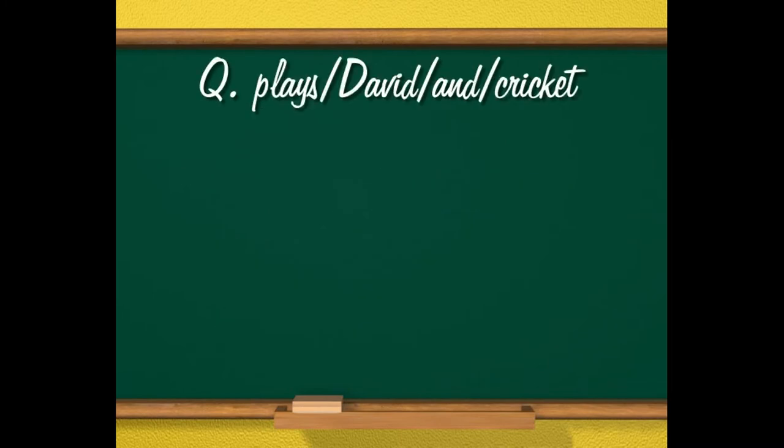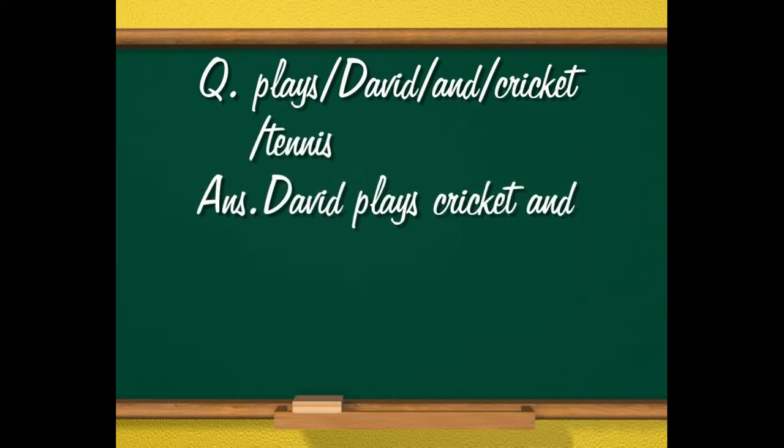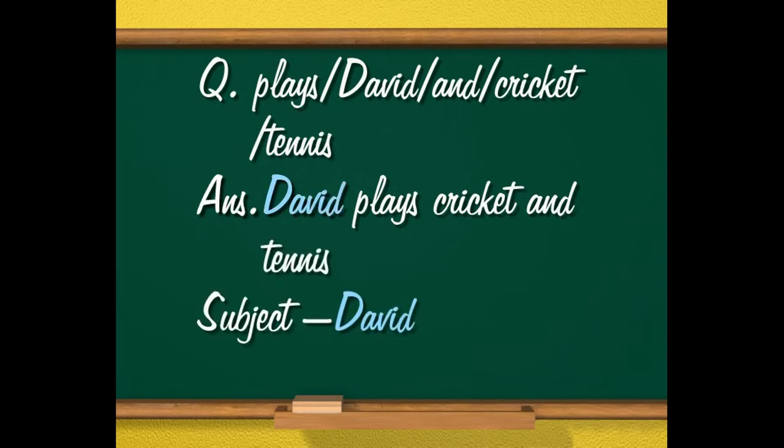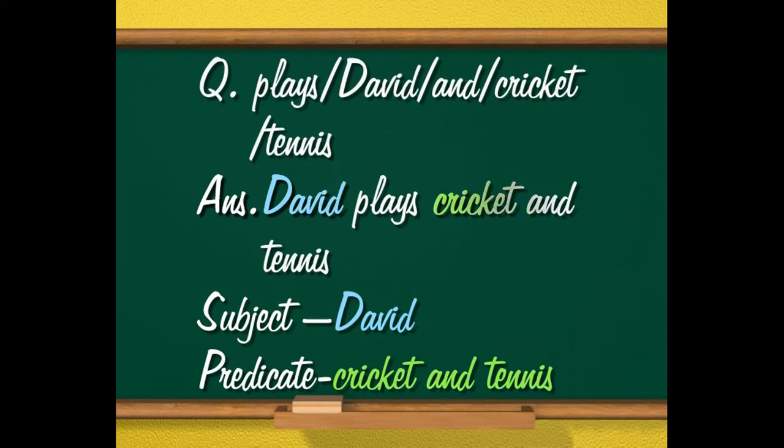Question number 4. Plays David and cricket tennis. Answer is David plays cricket and tennis. Here the subject is David and the predicate is cricket and tennis.